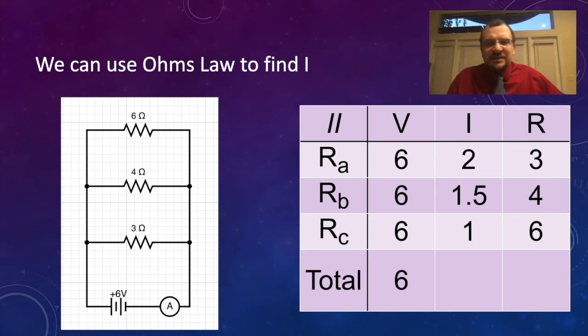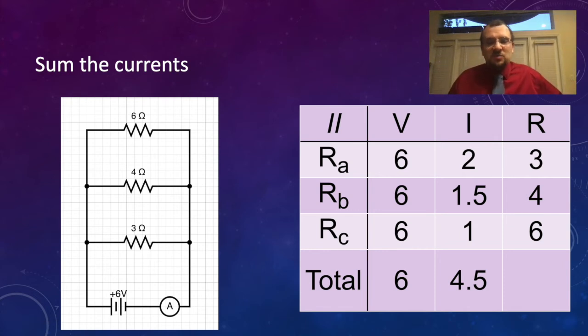Now, as we saw on the simulation, the current going through each of those resistors is splitting off from the main branch. So that means that the total current, the current that's going in and out of the battery, is equal to the sum of all of those individual currents through their individual resistors. So we can go ahead and add that up. 2 plus 1.5 plus 1 is 4.5. So our total current is going to be 4.5 amps.